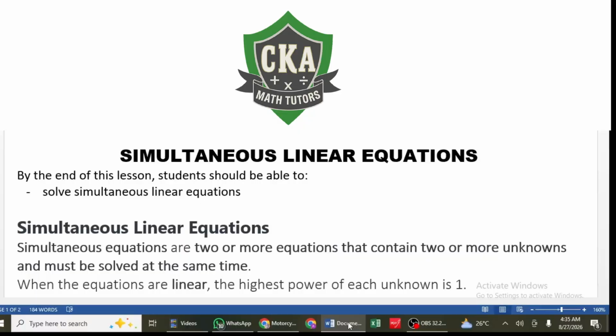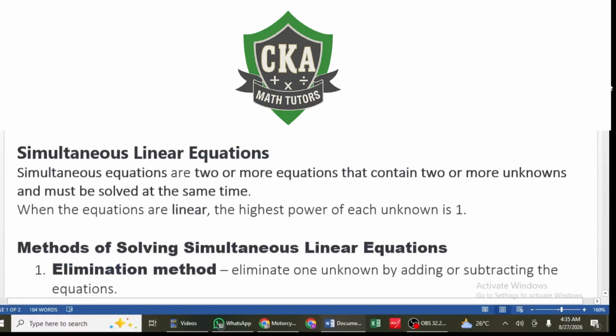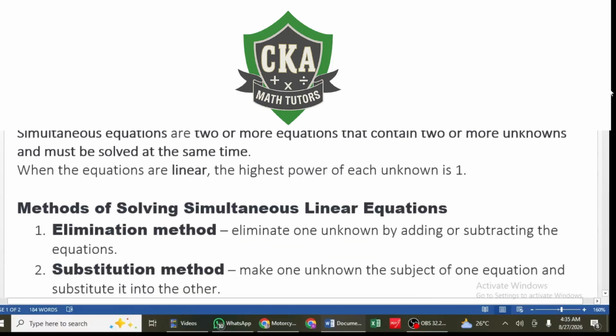By the end of the lesson, you should be able to solve simultaneous linear equations. What are simultaneous linear equations? Simultaneous linear equations are two or more equations that contain two or more unknowns and must be solved at the same time. The meaning of simultaneous is that you solve them at the same time.